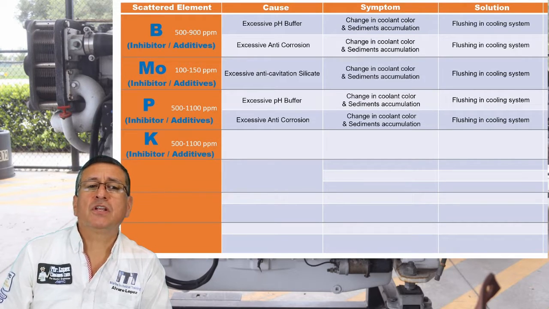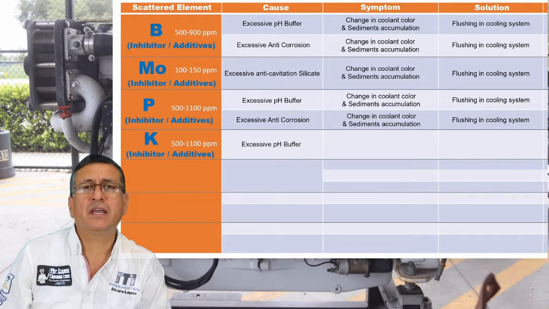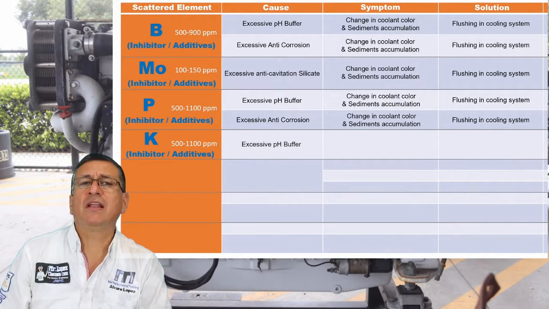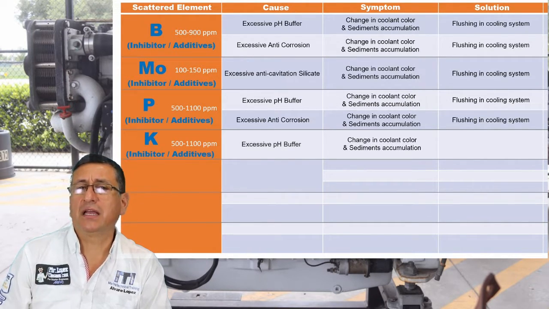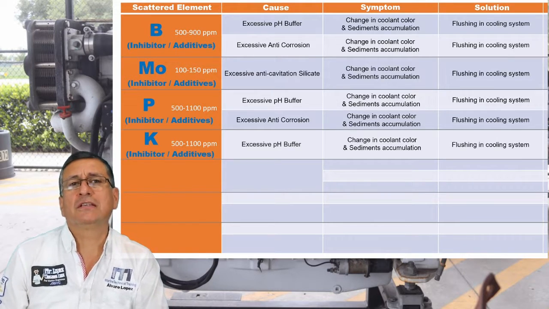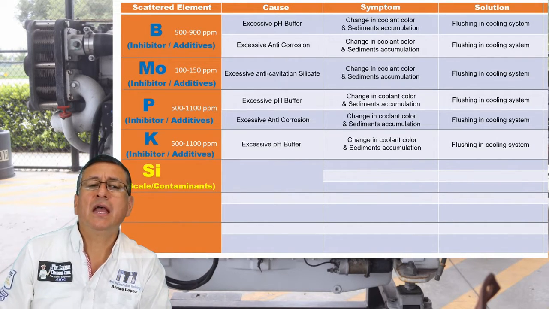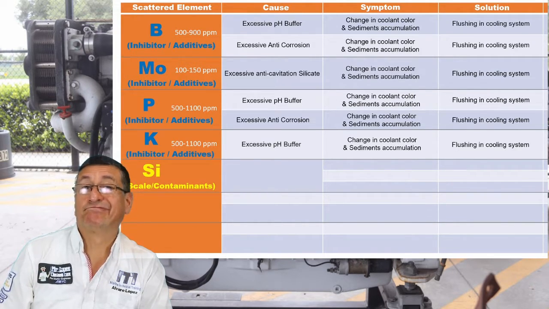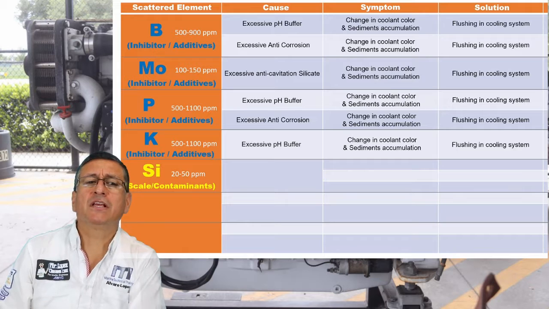Potassium, the proportion is in between 500 and 1100 parts per million. Once again, it is used to stabilize the pH, and the symptom and the solution are exactly the same. And now we are going to check the contaminants. Silica. Where is the silica coming from?